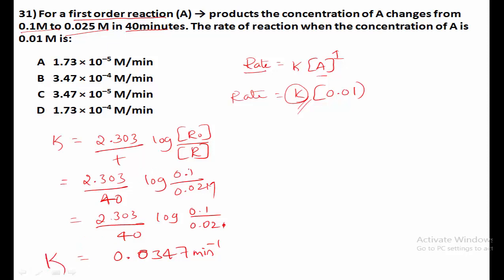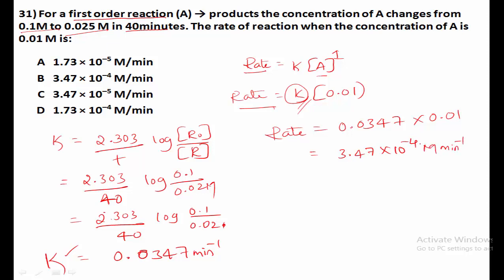But what you need to find here is the rate. Now you have the K value, so rate is equal to K, that is 0.0347 into 0.01. How much does it become? 3.47 into 10 raised to minus 4 mole per minute. This is the rate of the reaction. So which option is right? Option B, 3.47 into 10 raised to minus 4 mole per minute.